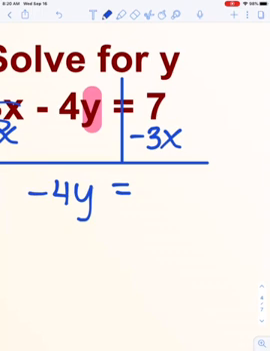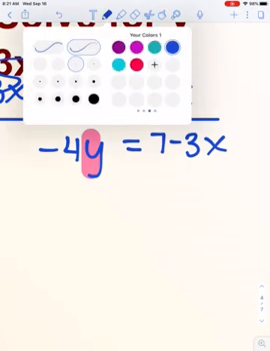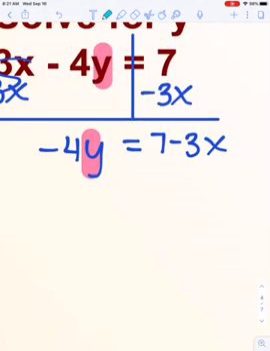Equals. On the right, 7 and 3x are not like terms, so we can't put them together. We're just going to write them in a line, just 7 minus 3x. If I can't put them together, I just write them out. I am still trying to solve for y, and y is not by itself. When I read that equation, y equals is not the first thing I say. If it's not the first thing I say, then I'm not done. I have to be able to say y equals.